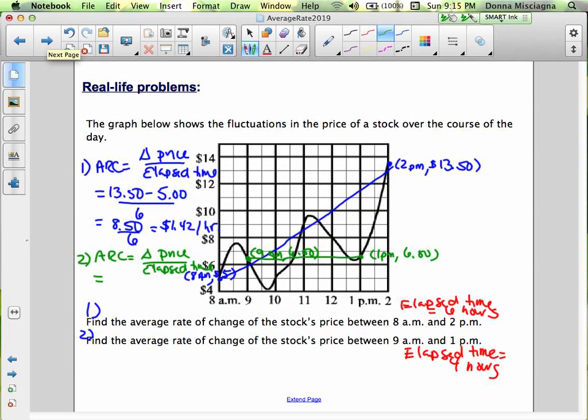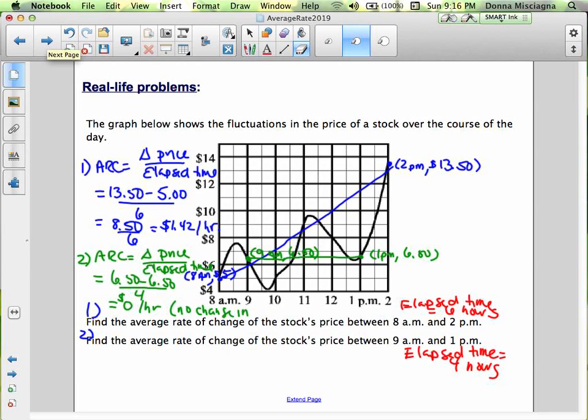The change in price would be 6.50 minus 6.50 over 4 hours. Well, that's just 0. So there was no change in price if those are the 2 points we look at. If those are the only two we're considering, the average rate of change is 0. And that's my last problem with average rate of change.